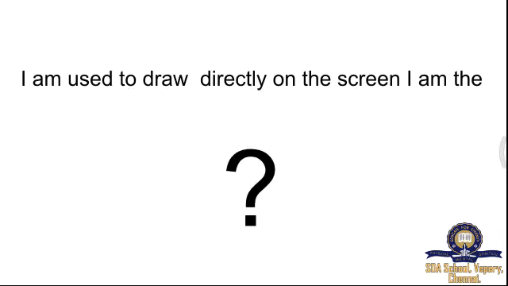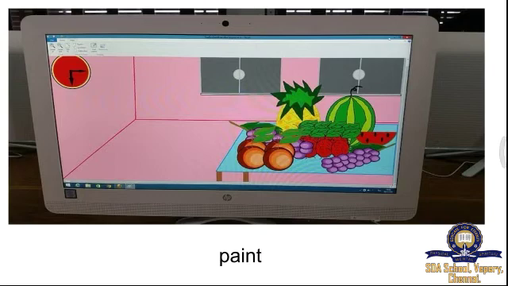Next question. I am used to draw directly on the screen. Directly on the screen itself you will be able to draw. Who is that? Yes, you're right, Paint. Paint, brush and all, directly on the screen. If you go to the Paint application, there will be a paintbrush option. With that brush, you can draw directly on the screen. The picture you are seeing is drawn in Paintbrush only.